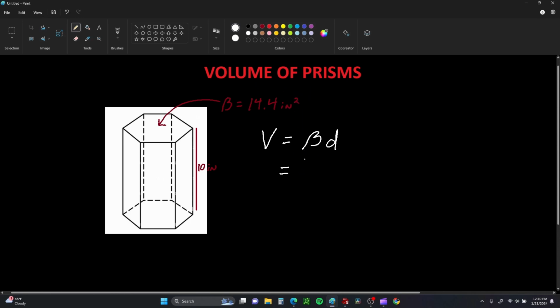So when I substitute, I'm going to have 14.4 for the area of the front face times the distance between the front and rear face, which is 10. Then when I multiply them, I just move the decimal one space, because when you multiply by 10, you're just moving the decimal. So it's 144. This is inches cubed, and that's the volume.